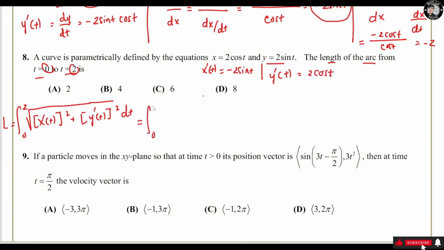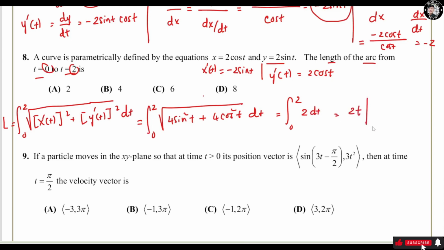The integral from 0 to 2 of square root of this one squared equals 4 sine squared of t, this one squared is going to be plus 4 cosine squared of t dt, right? So it could be the integral from 0 to 2. Factor 4 out and bring it outside, so it could be 2, right? You have sine squared plus cosine squared, which is going to be 1, square root of 1 equals 1, so you have dt right here, right? So you have 2t evaluated from 0 to 2, so it could be 4, right?